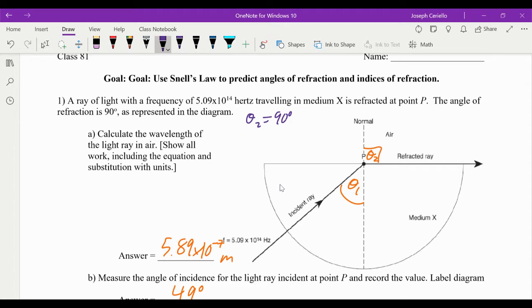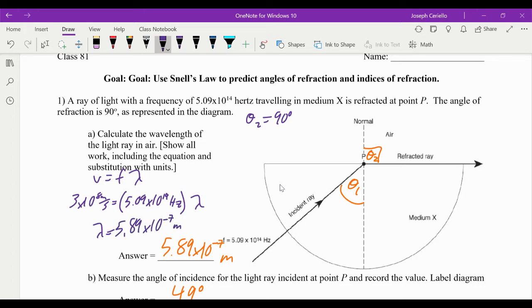All right, calculate the wavelength of the light ray in air. This normally wouldn't be part of the question, but since it gives you the frequency, why not? So we have v equals f lambda. Well, it's in air, right? So we know that v is going to be 3 times 10 to the 8th meters per second. f is going to be 5.09 times 10 to the 14 hertz, and we are looking for the wavelength. Divide both sides by 5.09 times 10 to the 14. You should get a wavelength of about 5.89 times 10 to the negative 7 meters.